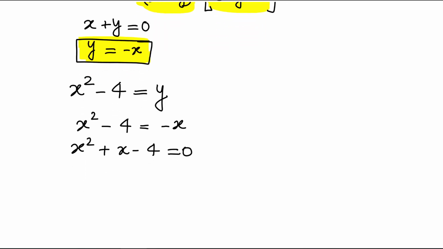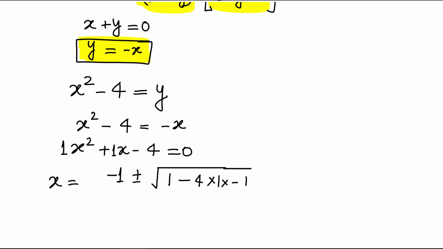If you solve this, we will have x is equal to minus b, which is minus 1, plus or minus the square root of b square minus 4ac. b in this case is 1, so 1 square is 1, and minus 4 times a, which in this case is 1, and c, which in this case is minus 4. So this is divided by 2a, 2 times a.